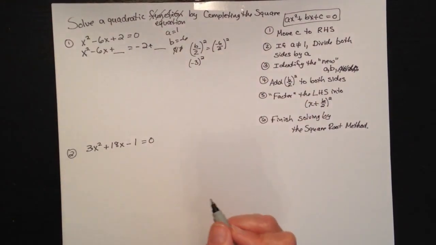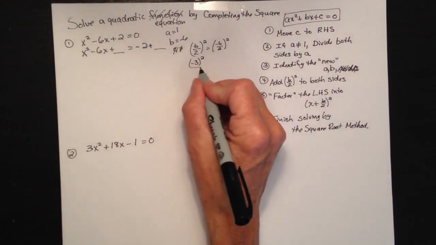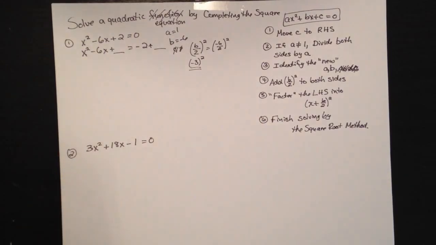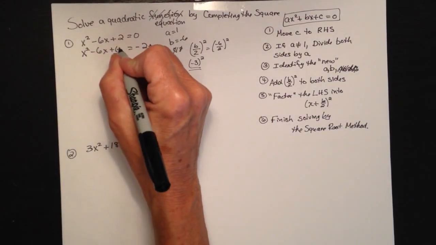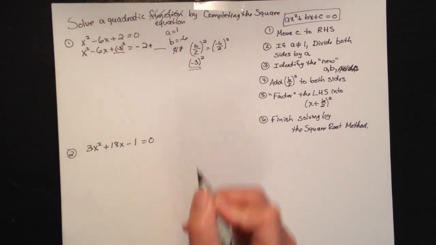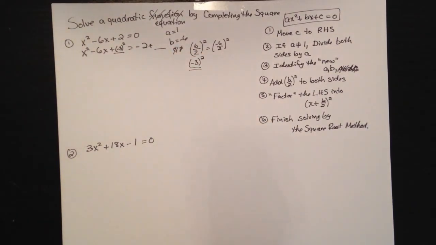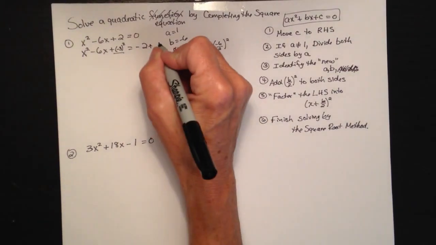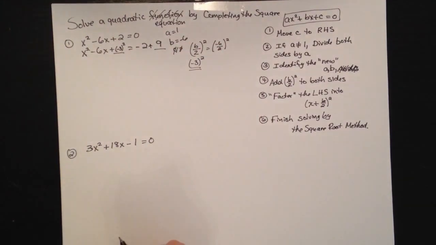And so when I write this down, on the left-hand side, I want to leave it looking like this because I don't want to lose my negative. This is negative 3 squared. And when I multiply it on the right side, negative 3 times negative 3 is a positive 9. I can go ahead and multiply it together.